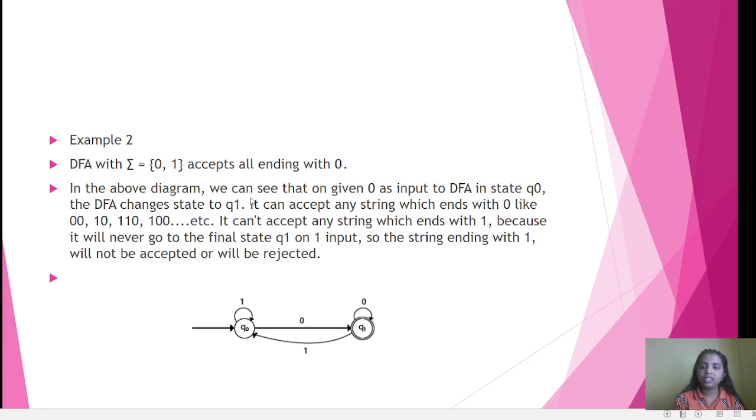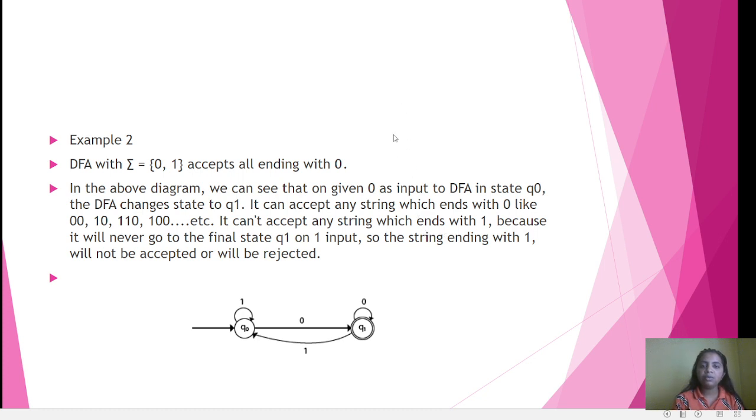In the above diagram, we can see that given 0 as an input to the DFA in the state Q0, the DFA changes state to Q1. If the input for Q0 is 0, it will move directly to Q1. If the input is 1, it will keep looping in Q0 until the string gets a 0. It can accept strings which end with 0 like 0, 10, 110, 100, etc. It can't accept any string which ends with 1.